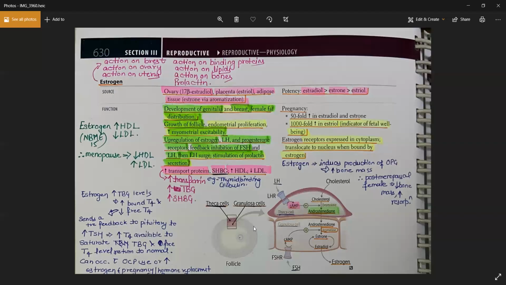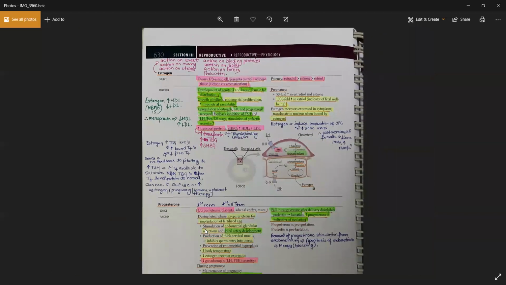So that's about the estrogen. Any doubt, please ask. No, thank you.